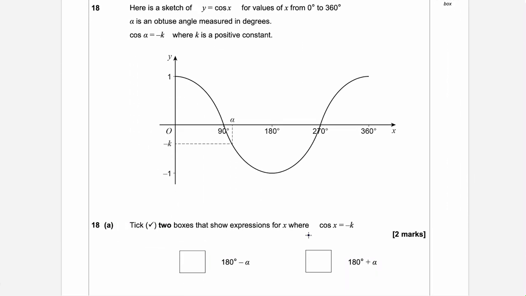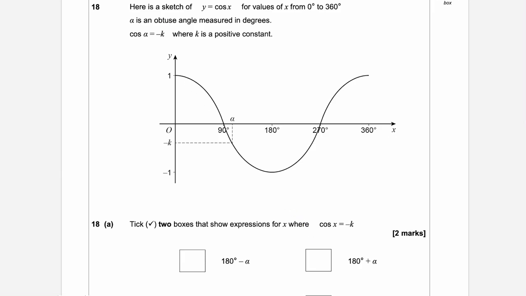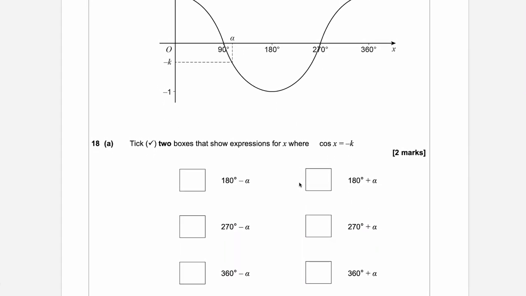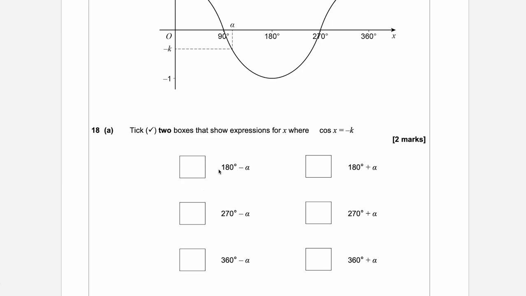Question 18. Here's a sketch of y equals cos x. Alpha is an obtuse angle measured in degrees. The cos of alpha is negative k. Tick two boxes that show expressions for x where cos of x is equal to negative k. Okay, so there are 6 options. He wants us to circle the ones where cos of x equals negative k, where x is this.